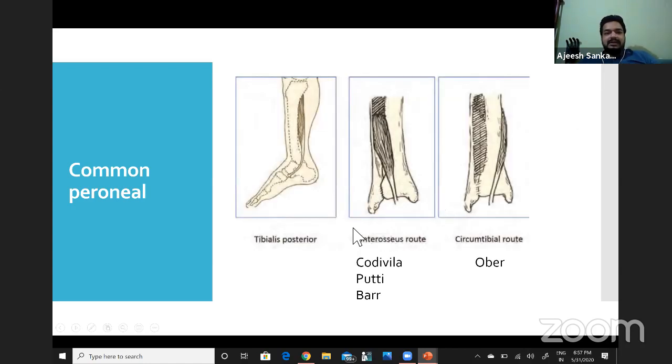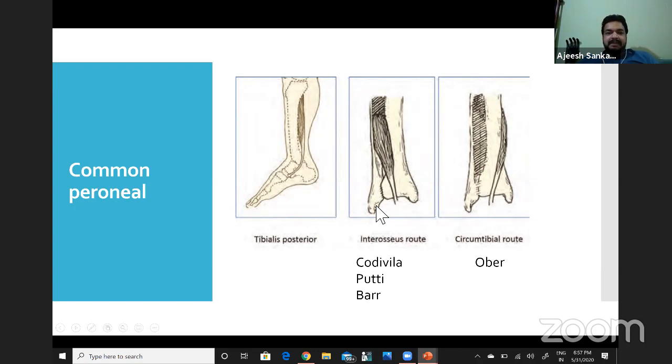Well, the interosseous route is usually credited to Barr, but historically, Cordivilla, Putti, and all the first tendon transfers ever performed were through the interosseous route. And Ober later on came up with the circumtibial. This is sometimes asked in exams, where you expect to hear the answer Ober for circumtibial and Barr for the interosseous route.